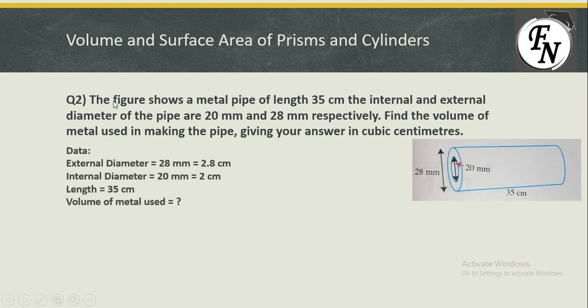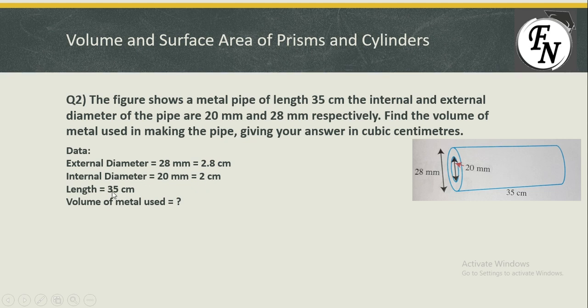So we will first copy the data: external diameter is 28 millimeters and internal diameter is 20 millimeters, and then it is divided by 10 as 1 centimeter is 10 millimeters. We have divided by 10 to obtain 2.8 centimeters as external diameter, and internal diameter is 2 centimeters.